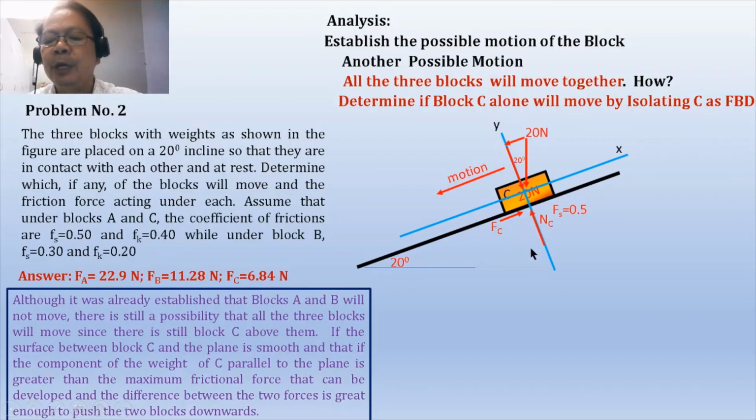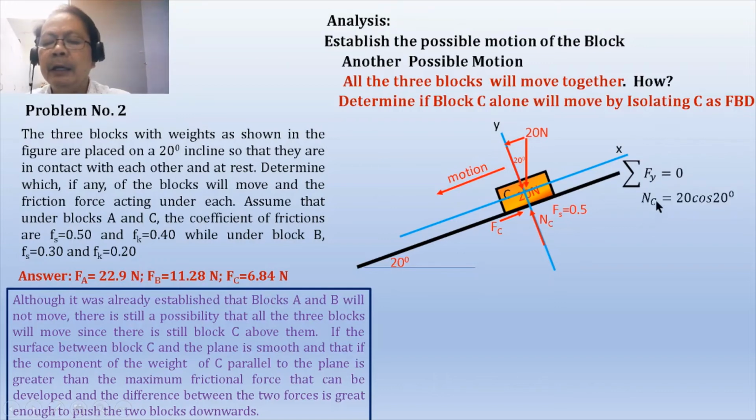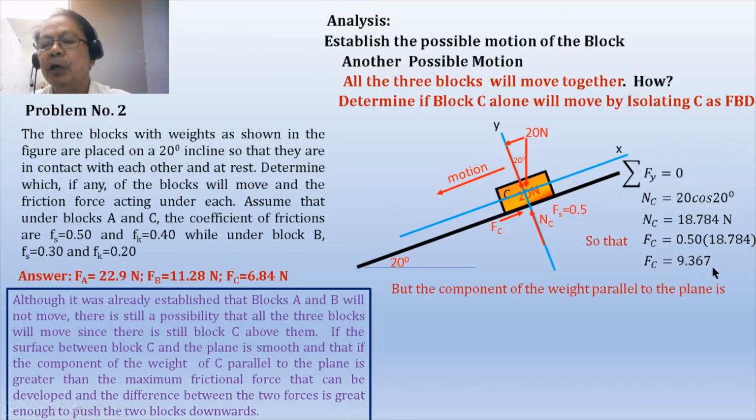And therefore, we have to compute for N sub C by summing up forces along y equal to 0. Here, we can compute for N sub C to be 20 multiplied by cosine of 20, and this will be equal to 18.784 Newton. And this N sub C will be multiplied by 0.5 for us to be able to get F sub C, di ba? So, multiplying it by 0.5, we shall be getting F sub C to be 9.367 Newton.